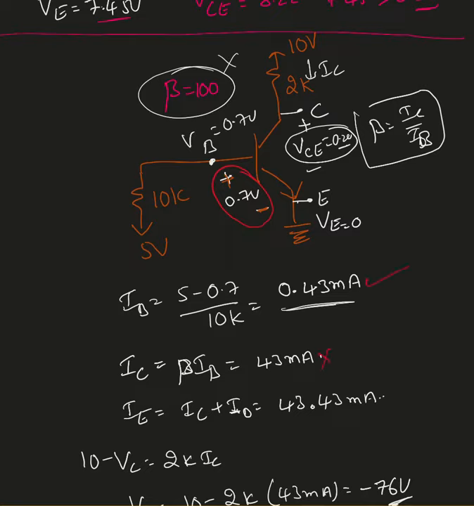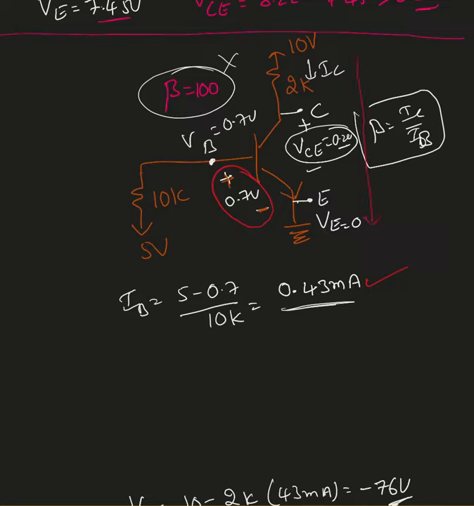Now IC and IE are not valid anymore, so I'm going to rewrite the equation. It's going to be minus 10 plus 2k IC. Why am I doing minus 10? It's a different way of writing down the KVL equation. Some students write it as plus 10 minus 2k IC minus 0.2 and 0. But here, if it is a voltage gain, I'll take it as minus, and if it is a voltage drop, I'll take it as plus. So it's not going to make any difference.